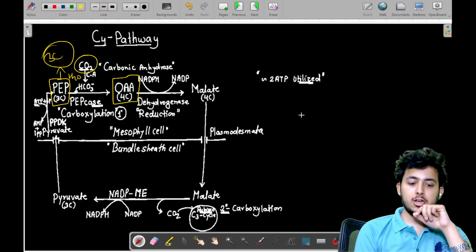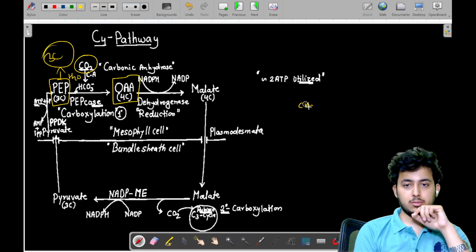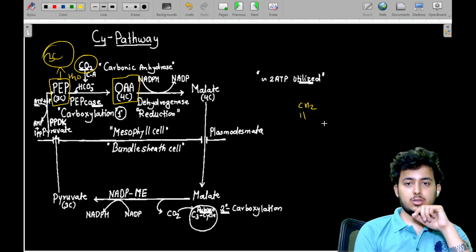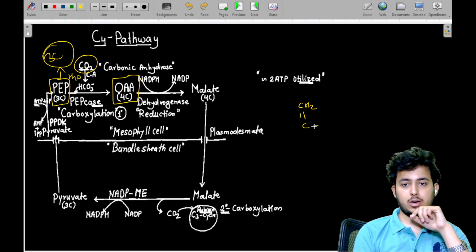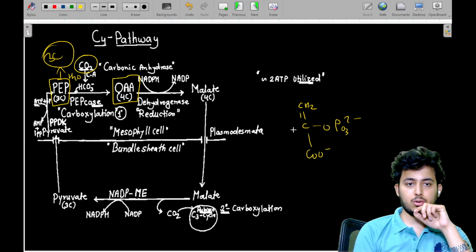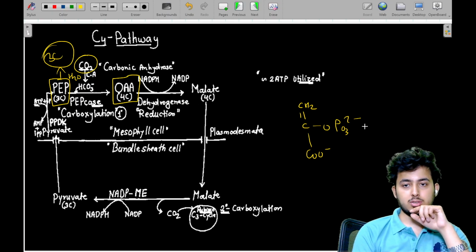I can tell you in a simple chemistry way. You can see you have the phosphoenol pyruvate. Correct, this is your phosphoenol pyruvate. Now what will be happening over here is that there will be addition of carbon dioxide, and there will be formation of what you call oxaloacetic acid.